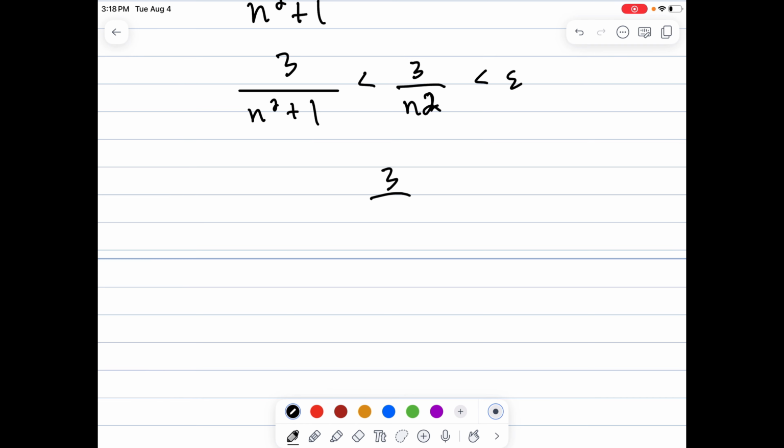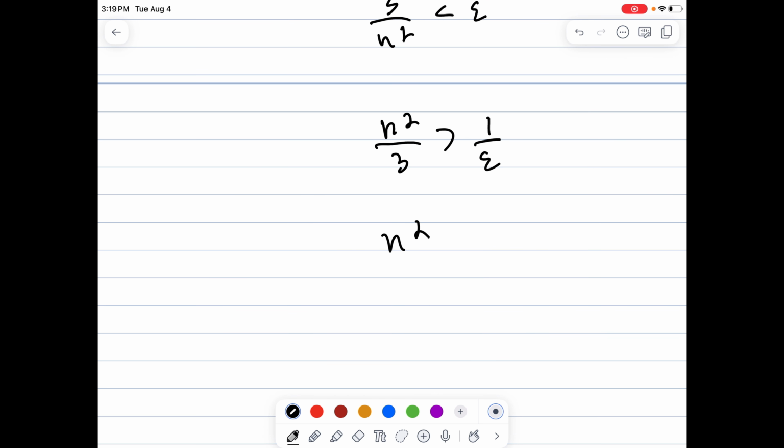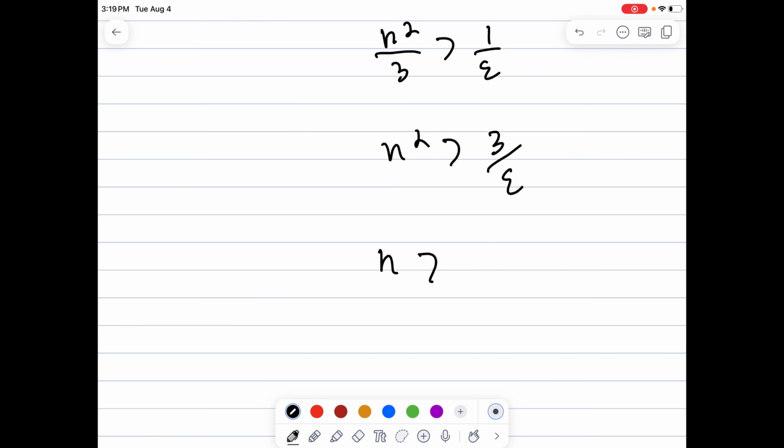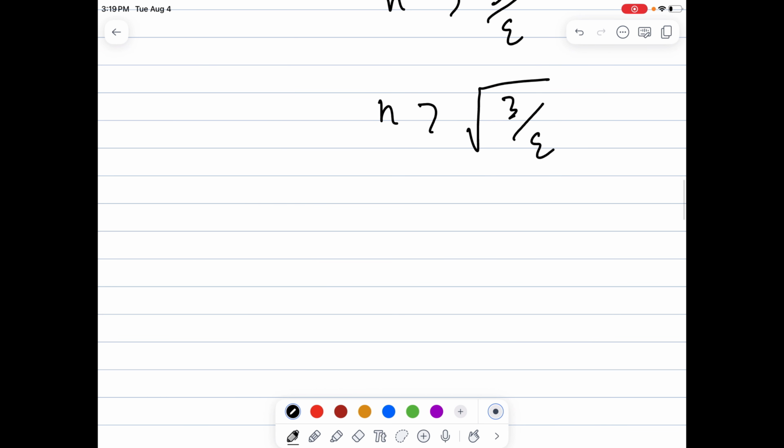So here's what I'm going to do. I'm going to do some algebra. I'm going to go ahead and take the reciprocal of both sides. So n squared over 3 is greater than 1 over epsilon. N squared is greater than 3 over epsilon. N is greater than the square root of 3 over epsilon. So you have, quote unquote, chosen your n here. I'm going to choose my n to be greater than the square root of 3 over epsilon. Okay, and that's how that works.